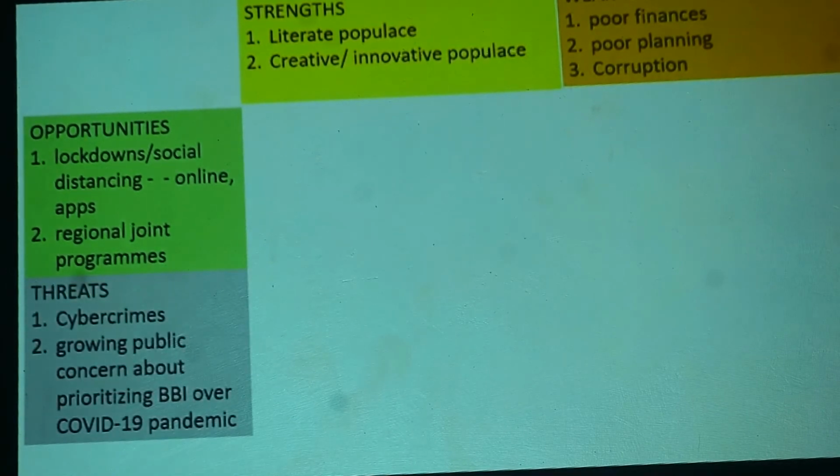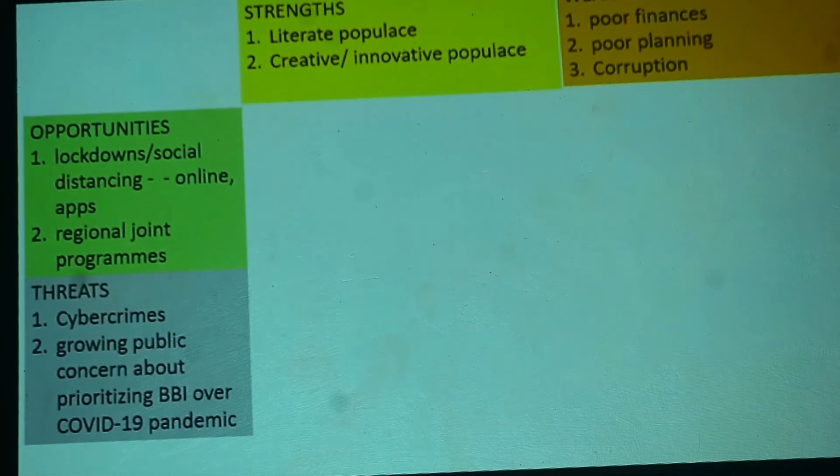But there are also threats, cyber crimes. As you go to online apps, online teaching, the threat is that cyber crimes can actually reduce the efforts that are going towards that direction.